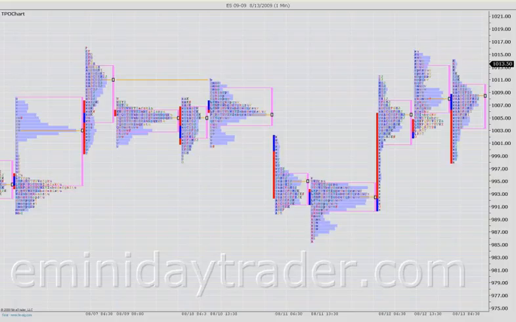2009. Well, we had been mentioning yesterday that we were looking around the 1001 area as possible support. As you can see, it did get down below that. Of course, overnight it didn't.